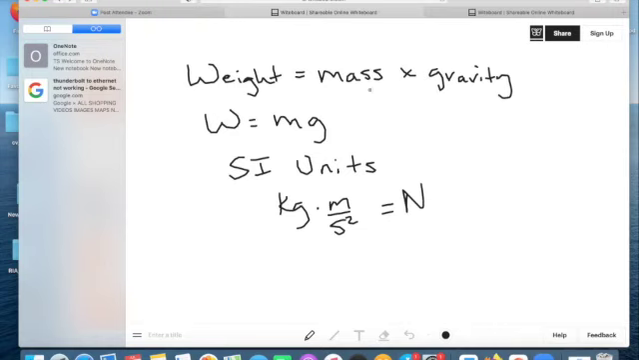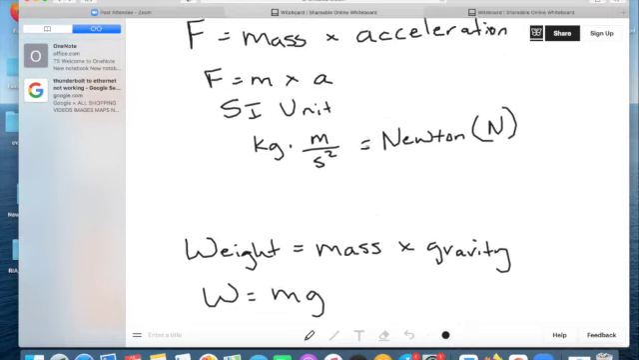So if we scroll back up, didn't mean to do that. How do I scroll back up? That's not working. Okay. Oh, there we go.